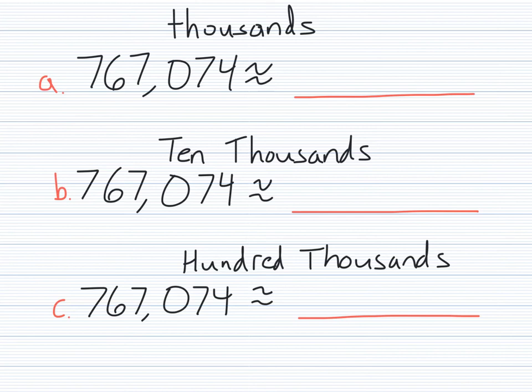For your quiz, I would like you to take this number, 767,074, and you are going to round it 3 different ways. You are going to round it to the thousands place. Here we have 7 thousandths. You are going to round it to the 10 thousandths place for B, and you are going to round it to the 100 thousandths place for problem C.